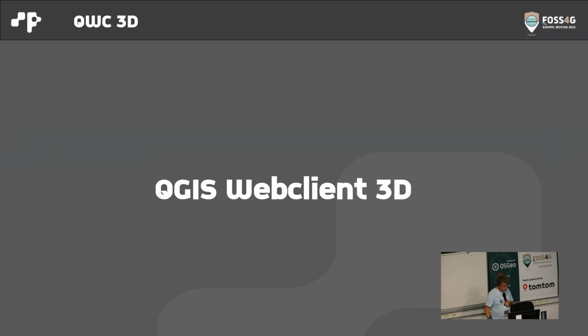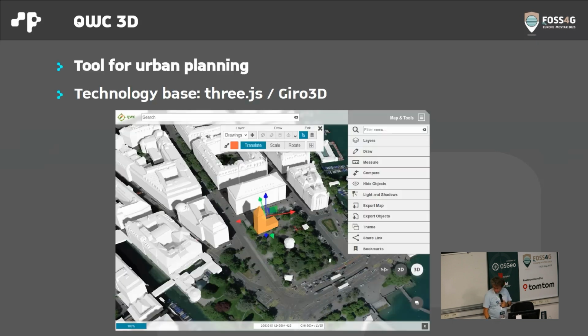So now to 3D. This is quite new. We started last year. We have a lot of functionality which is in production use, but we're still improving things and extending functionality. The technology base is Three.js for 3D, and we use Zero 3D as a library.